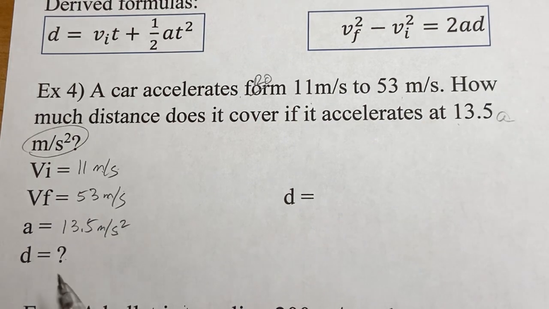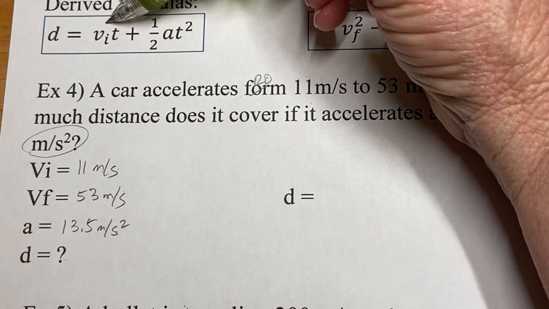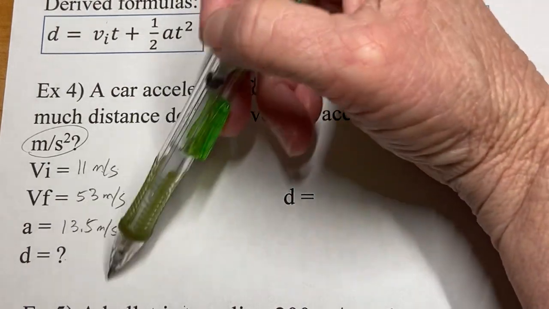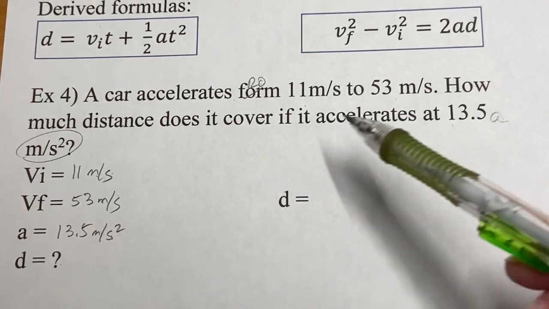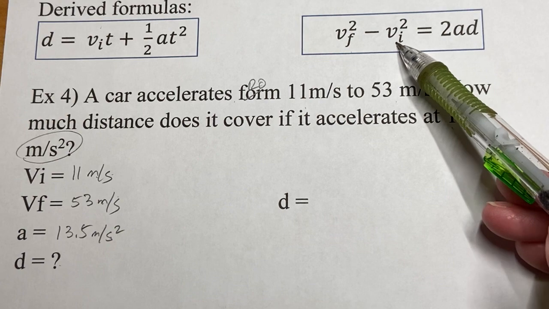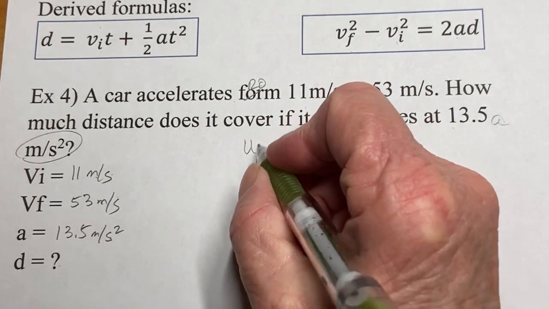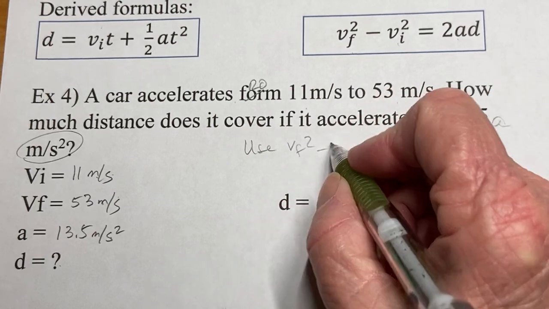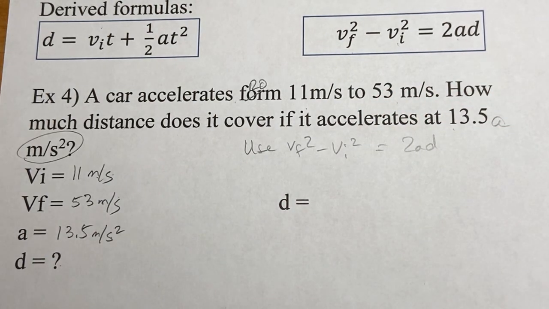So which one of these formulas is going to work the best? Let's see. I have a VI, yes. Do I have the time? I do not have the time. Let's try the other formula. Let's see. Do I have V final? Yes. Do I have V initial? Yes. Do I have the A? Yes. So we're going to use the VF squared minus VI squared equals the 2AD. I call this one the 2AD formula.